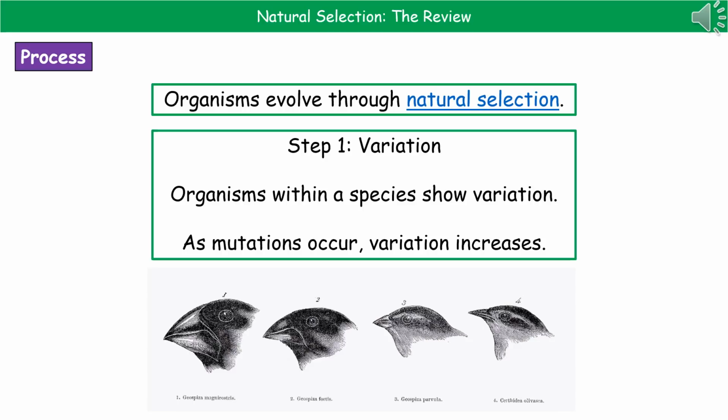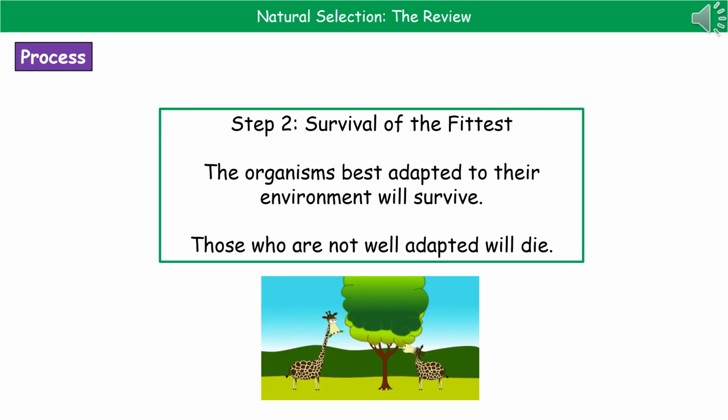and that just means that within any given species, the organisms present within that will show variation. And as mutations occur, then the amount of variation will increase. The second stage is the bit referred to as survival of the fittest, which is basically just our way of saying in simple terms that those organisms which are best adapted to their environment are the ones that are going to survive. If they're not well adapted to that environment, then they die.